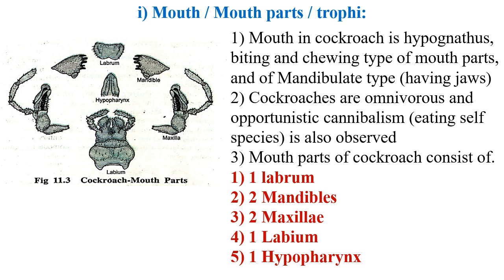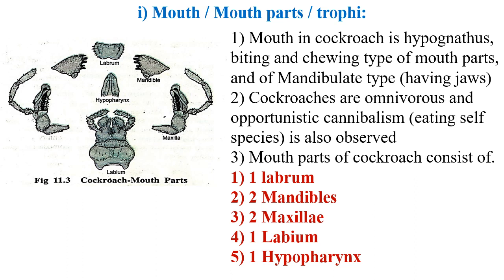Now cockroaches are omnivorous, and opportunistic cannibalism, that is eating their own species, is also observed. When we talk about omnivorous nature, they can eat anything and everything that they come across. It may be vegetarian, it may be non-vegetarian material, and opportunistically, when forced, when they are facing the hunger problem, they can eat their own kind. That's why they are called opportunistic cannibals.